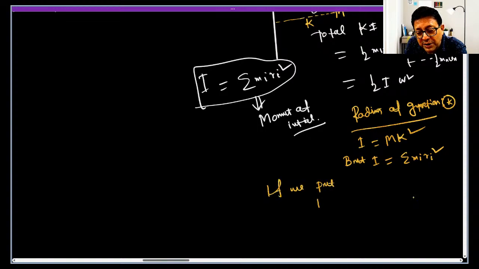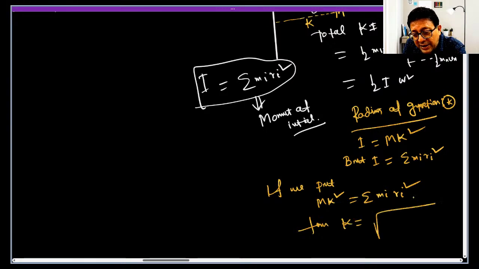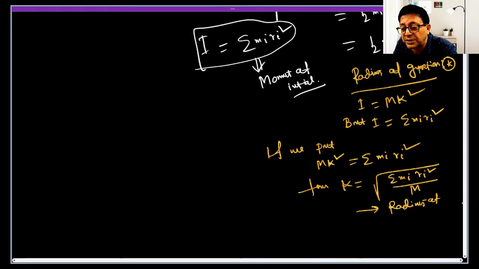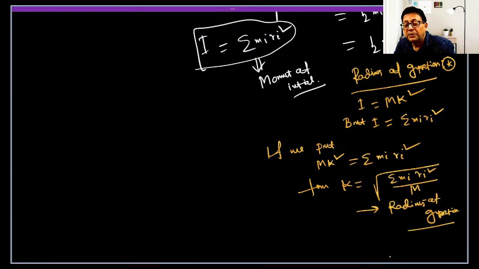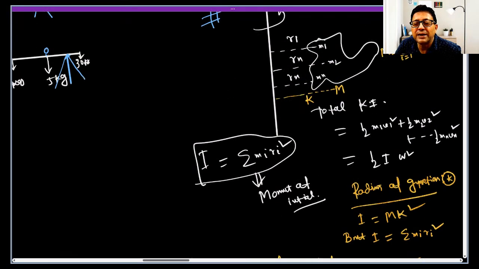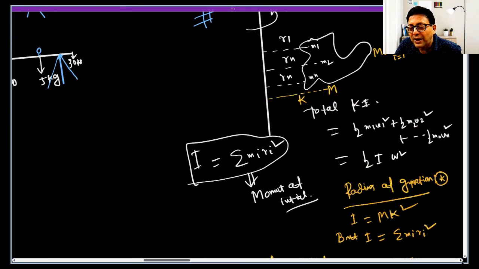If we put mk square equal to sigma mi ri square, then k equal to under root of that. This is called radius of gyration. Okay, we denote this by the letter k equal to under root sigma mi ri square by total mass m. Let me apply it in one sum.